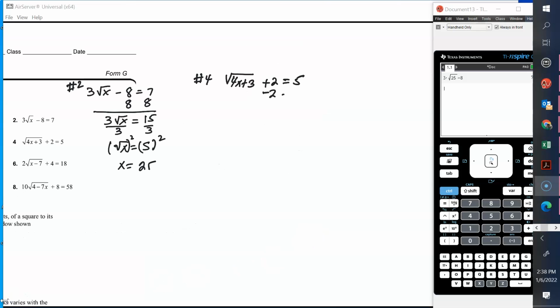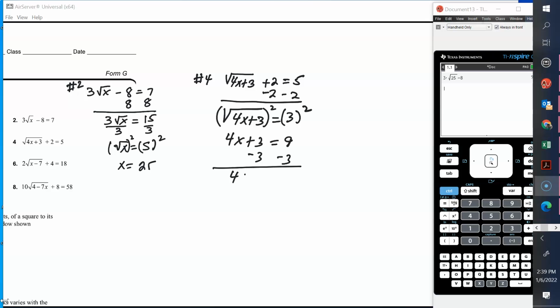So what I'm going to do is subtract 2 from both sides, and I have the square root of 4x plus 3 equals 5 minus 2, which is 3. And then you will square the left side, square the right side. So you have 4x plus 3 equals 9. Subtract 3 from both sides. 3 minus 3 is 0, so you have 9 minus 3 is 6, divided by 4. And we know that they have a common factor of 2.